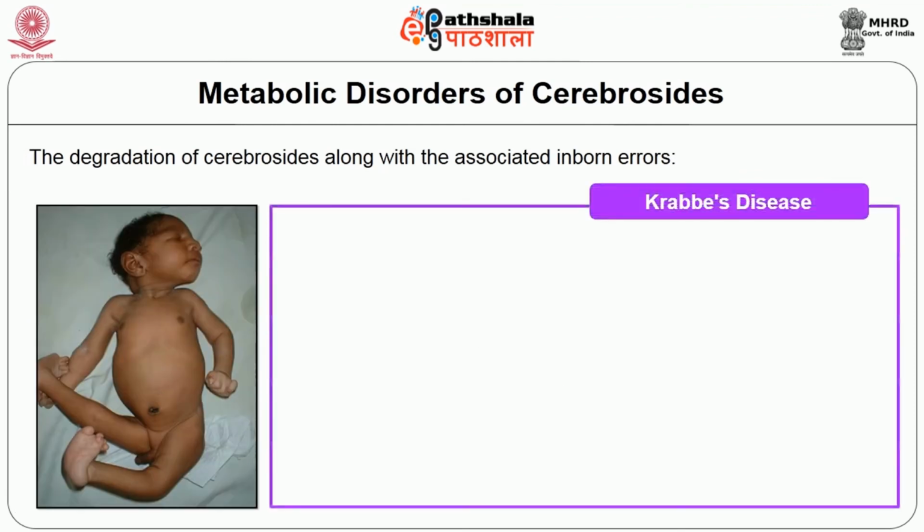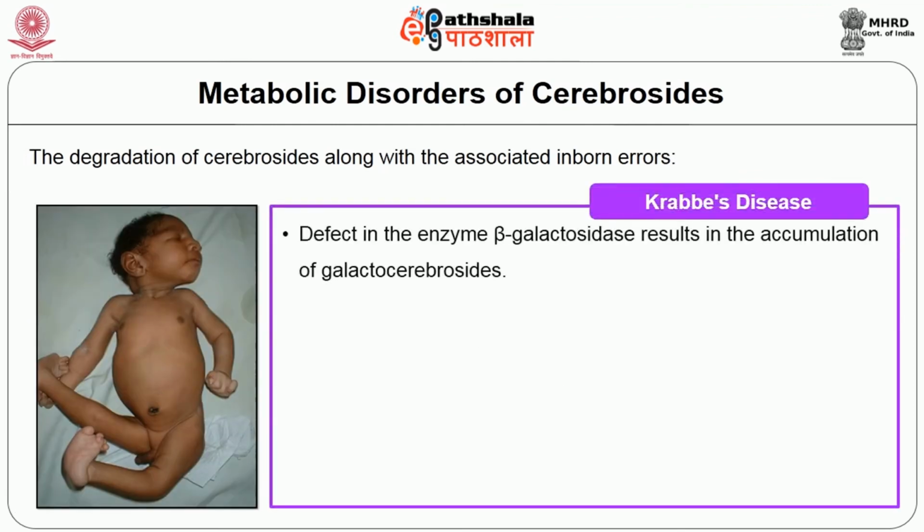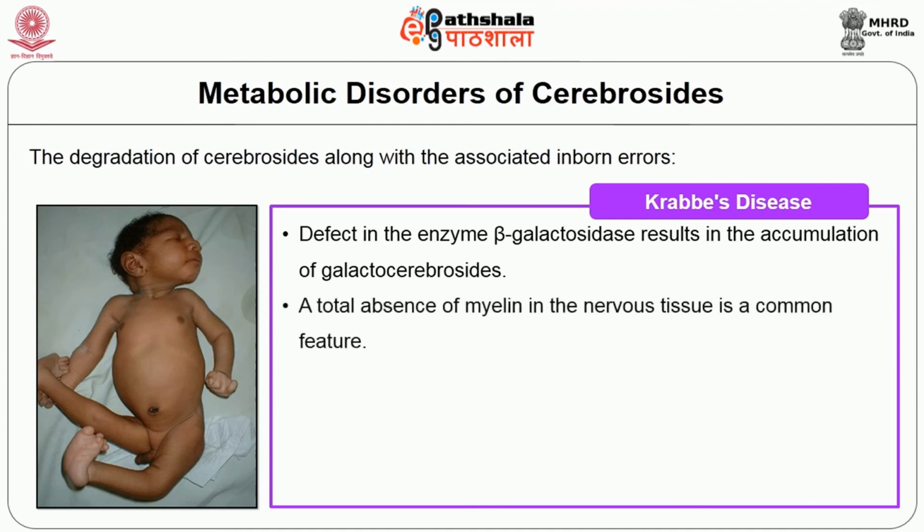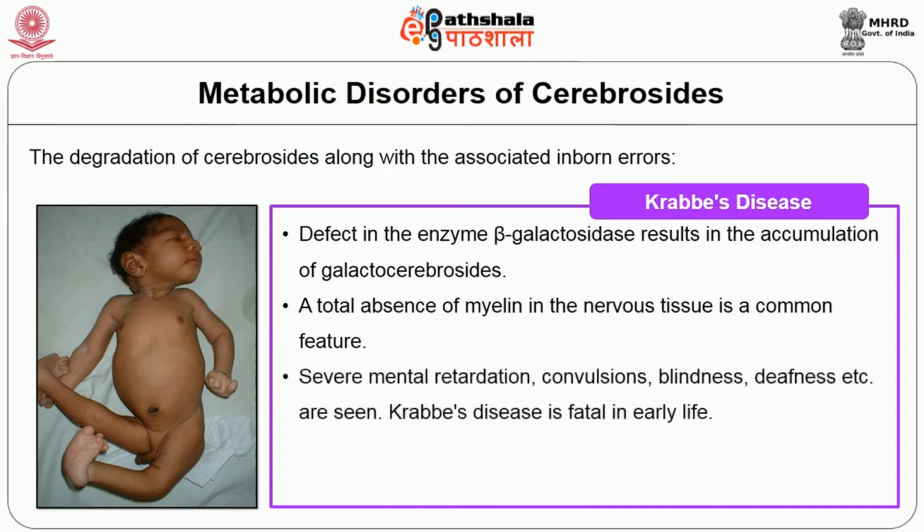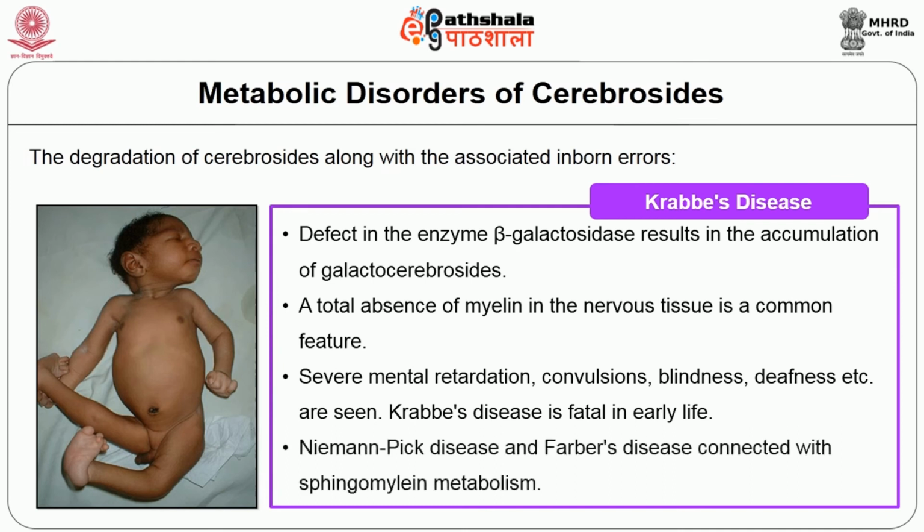Next is Krabbe's disease. A defect in the enzyme beta-galactosidase results in the accumulation of galactocerebrosides. A total absence of myelin in the nervous tissue is a common feature. Severe mental retardation, convulsions, blindness, deafness, etc. are seen. Krabbe's disease is fatal in early life. Niemann-Pick disease and Fabry's disease are connected with sphingomyelin metabolism.